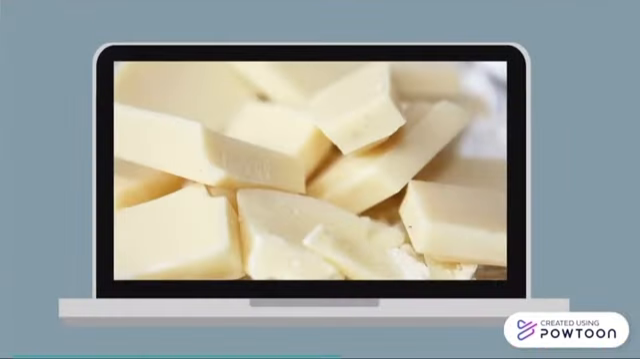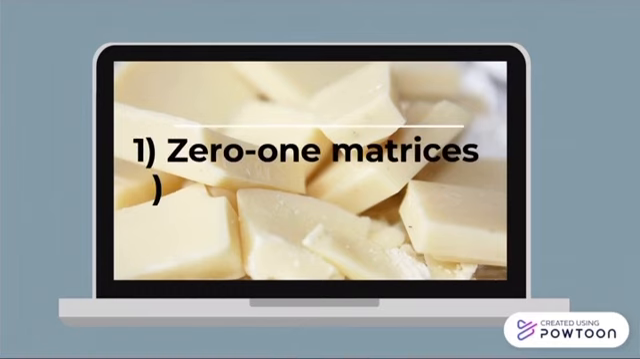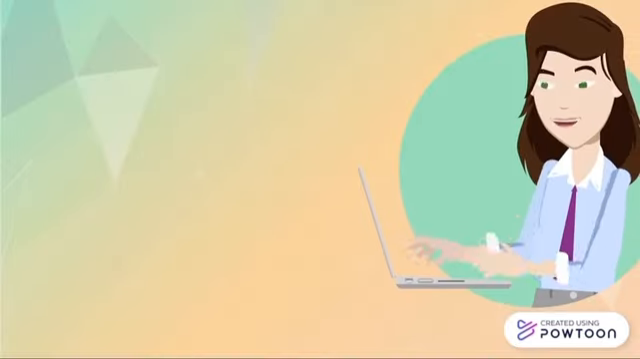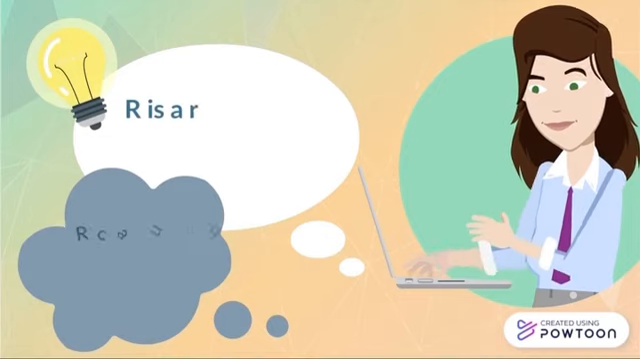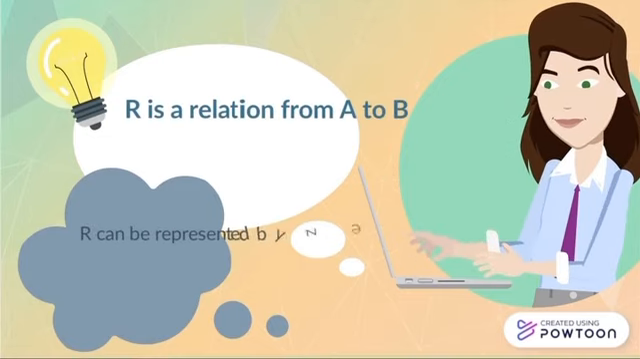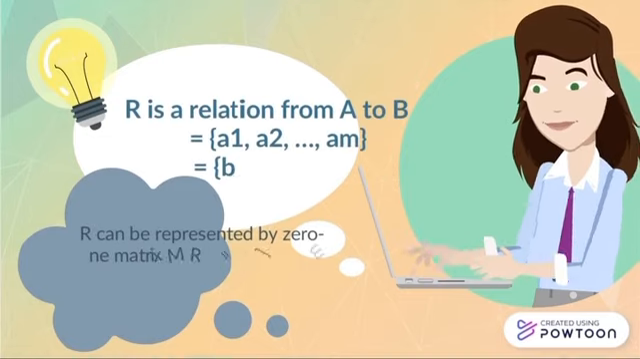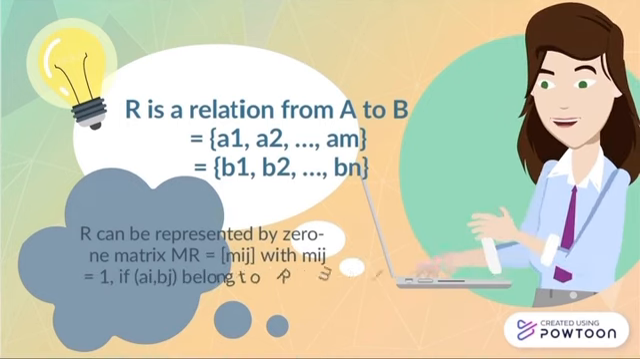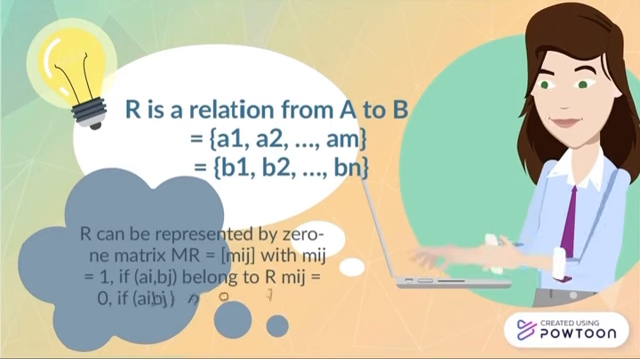There are two ways to represent relations. First is 0-1 matrices, and the second one is the directed graph or digraph. R is a relation from A to B. A starts from a1 until am, and B starts from b1 to bn. The matrix entry will be 1 if (a, b) belongs to R, while the entry will be 0 if (a, b) does not belong to R.